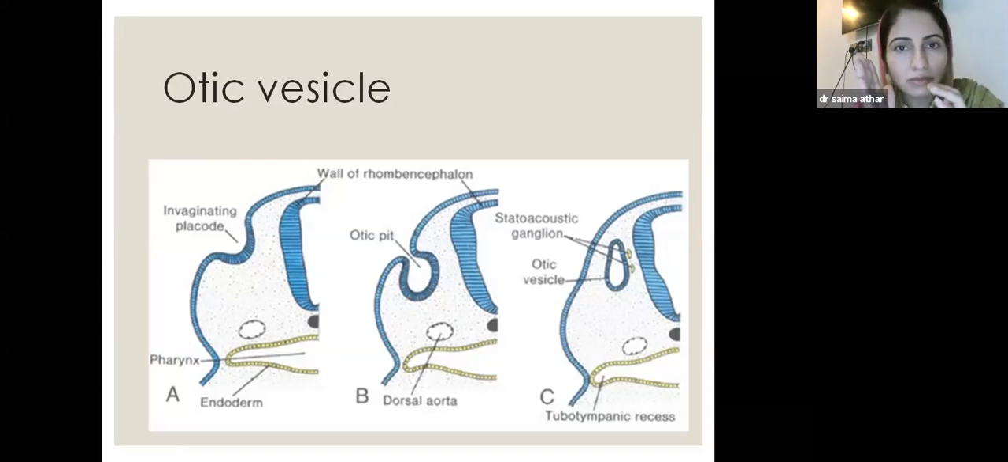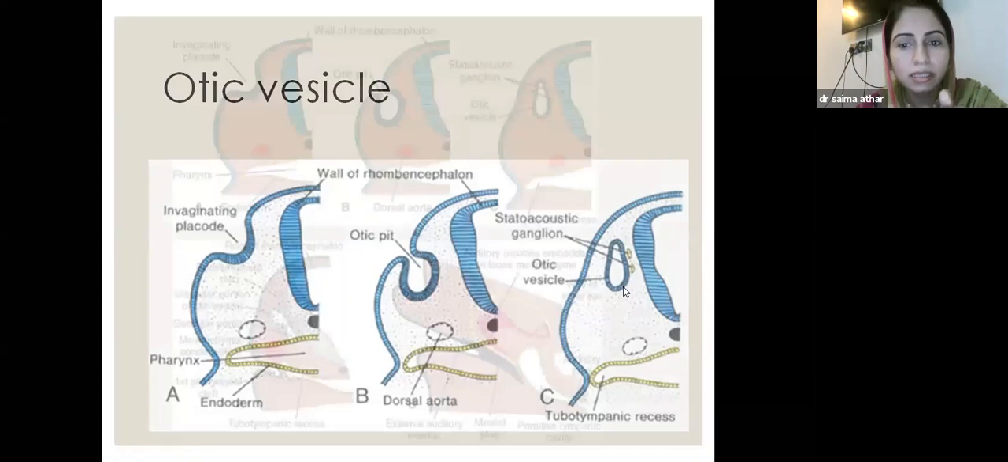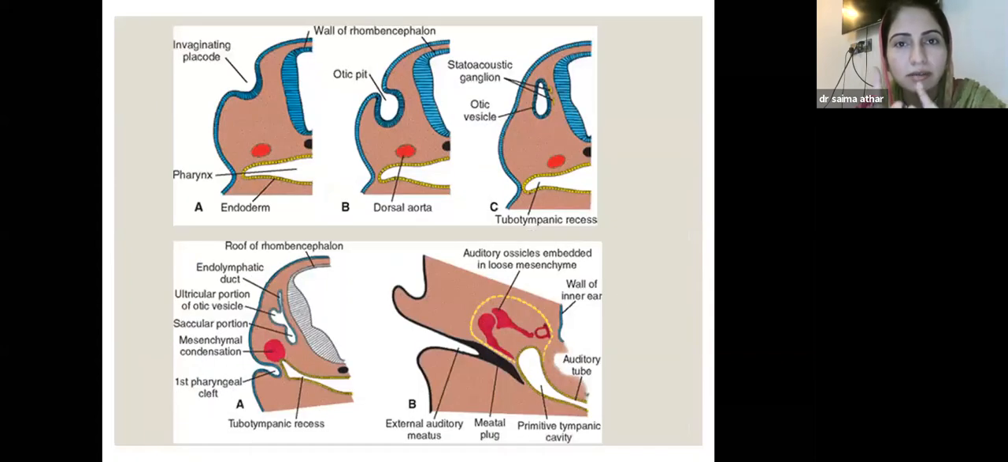There is thickening of the surface ectoderm, then there is formation of the pit, and then this pit gets detached from the surface ectoderm. This is called the otic vesicle. Okay, this is the first step in the formation of the inner ear. How this otic vesicle is converting into the ear, this is what we are going to discuss. And remember that this has nothing to do with the middle ear or with the, oh sorry, the external ear. So the inner ear is entirely a separate entity.